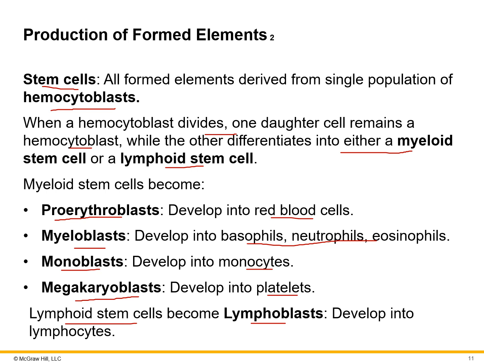So again, this is just kind of thinking about a flow chart here. Again, stem cells can become anything. They differentiate into hemocytoblasts. From there, they either become myeloid or lymphoid stem cells. The lymphoids only develop into lymphocytes. The myeloid, though, divide into proerythroblasts to become red blood cells, myeloblasts to become the granulocytes, monoblasts to become monocytes, and megakaryoblasts to become platelets.